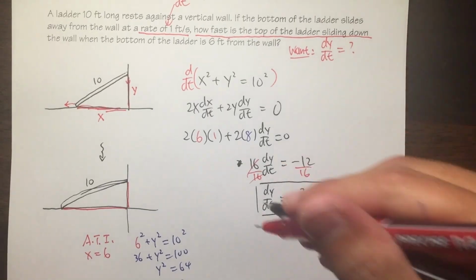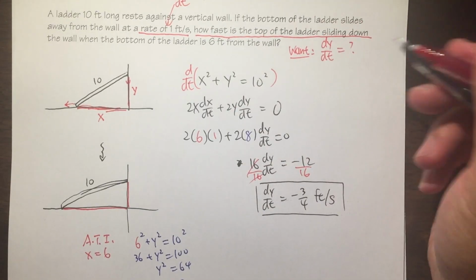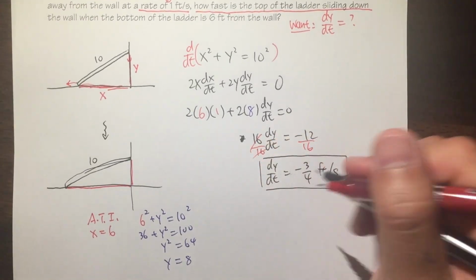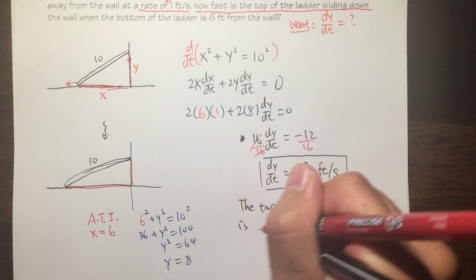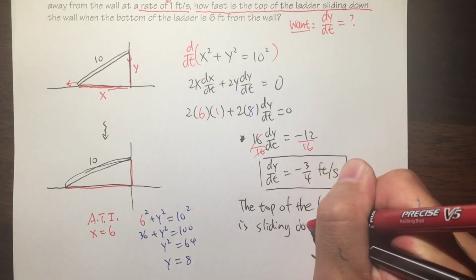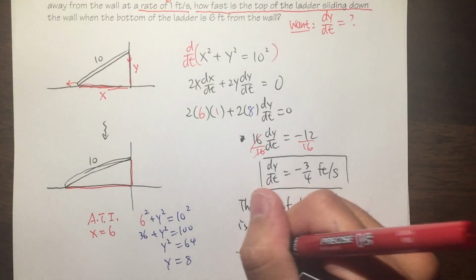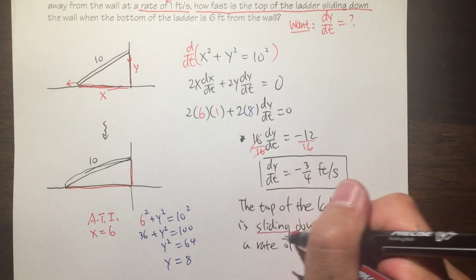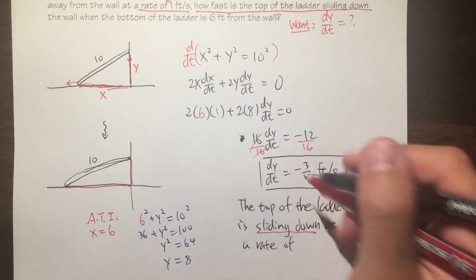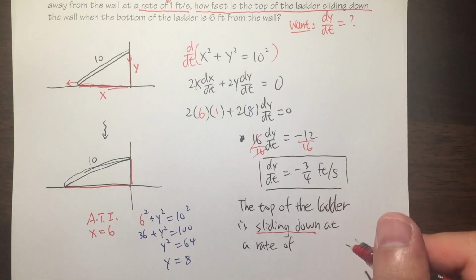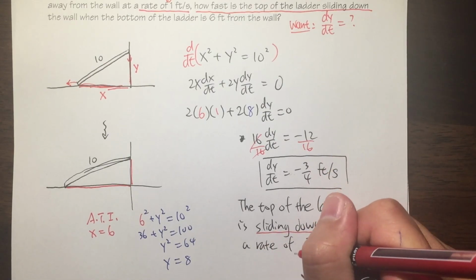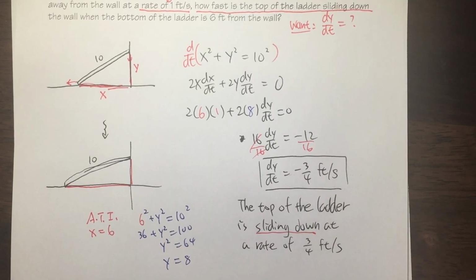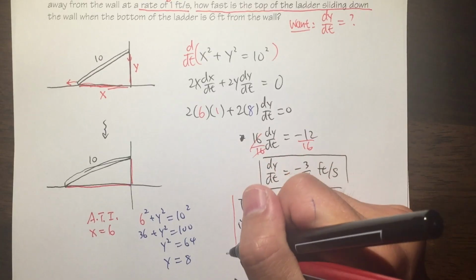Or if you want to answer this properly, you write it down in a sentence, and you have to use the phrase sliding down. You can say the top of the ladder is sliding down at a rate of positive 3/4 feet per second. The phrase sliding down already includes the negative. So it depends on how you want to answer it. That's pretty much it.